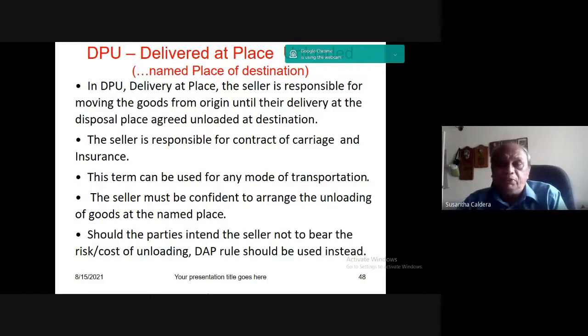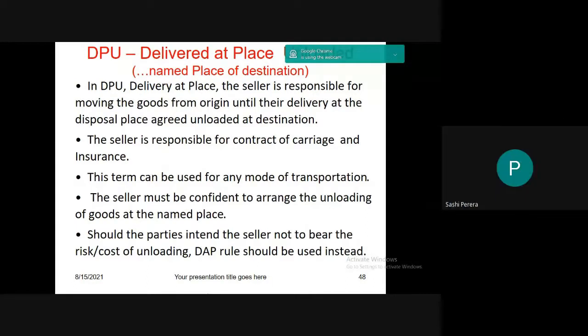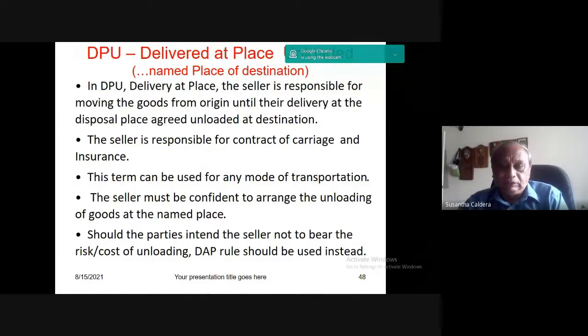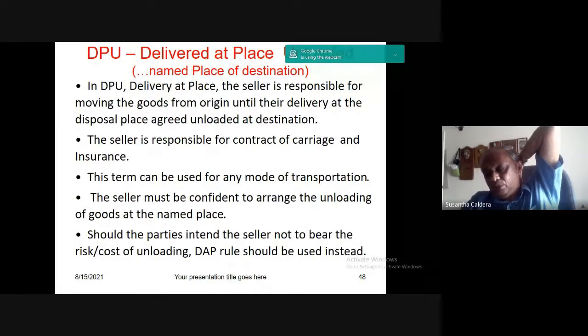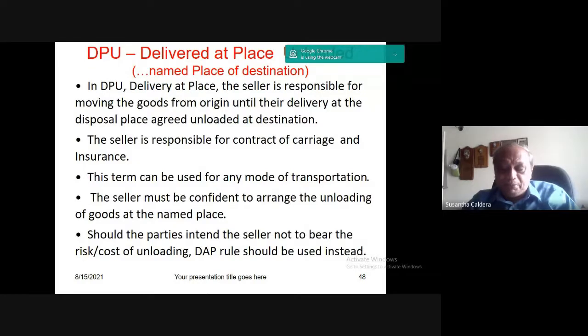The seller is responsible for contract of carriage and insurance. This term can be used for any mode of transportation. The seller must be confident to arrange the unloading of goods at the named place. Should the parties intend the seller not to bear the risk and cost of unloading, the DAP rule should be used instead. If a party says, I don't want to do the unloading, I will keep the goods at the destination but not unload, then we should not use DPU. Instead, we have to use DAP, delivered at place.